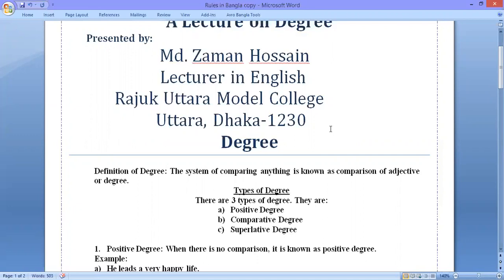Now I would like to discuss the classification of degree. Many of us know the answer. There are three types of degrees in English. They are positive degree, comparative degree, and superlative degree. Now I'll discuss what is positive degree with some examples, and what is comparative degree with some examples, and what is superlative degree with some examples.